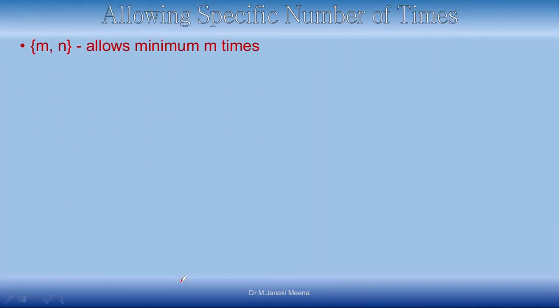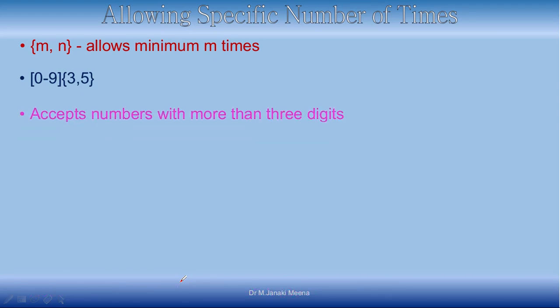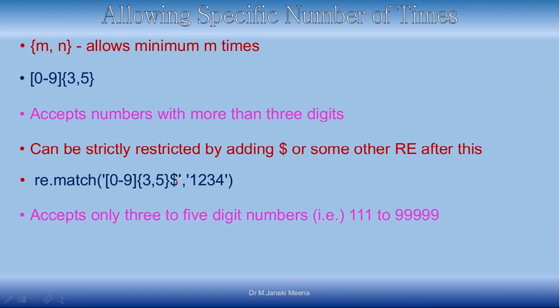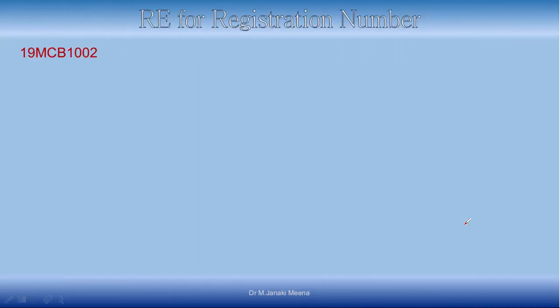You can also allow a specific range of times, like m comma n, from this to that. When I give 0 to 9, {3,5}, I want it to be from 3 to 5 digits. But if I am not putting a dollar, then it will check only for the minimum number 3. If I put a dollar, then it will accept only a 3-digit to 5-digit number. So this is correct, this will be accepted, and it will return an object. It will accept values from 0 0. This is wrong actually. Here it can be 0 0 0 to 999, those 5 9s.